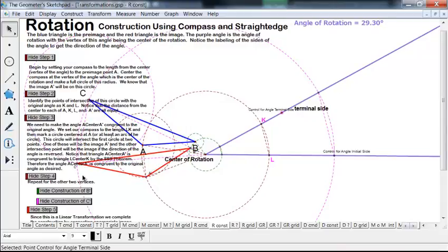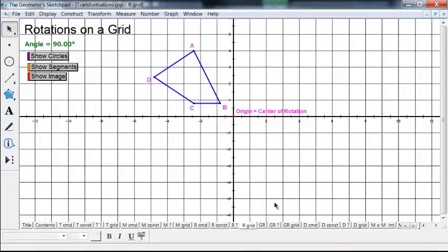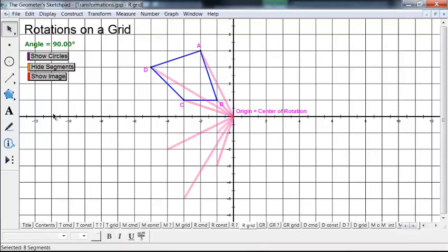Now, it turns out that rotations with a grid are generally not helped much. A rectangular grid doesn't really help a lot. A polar grid helps quite a bit if they're rotating about the origin. But there are a couple of rotations, actually multiples of 90 degrees, where a grid can kind of help us. So let's take a look here.